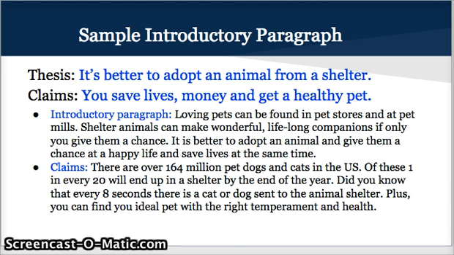Here's a sample introductory paragraph that could be written from the information we just gathered. We have a thesis here: it's better to adopt an animal from a shelter. And your claims are, you save lives, money, and get a healthier pet. So this might be your outline, and your introductory paragraph would read: loving pets can be found in pet stores and at pet mills. Shelter animals can make wonderful lifelong companions if only you give them a chance. It is better to adopt an animal and give them a chance at a happy life and save lives at the same time. And then you can see the claims there.